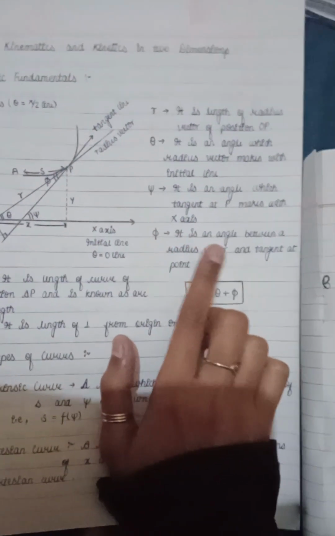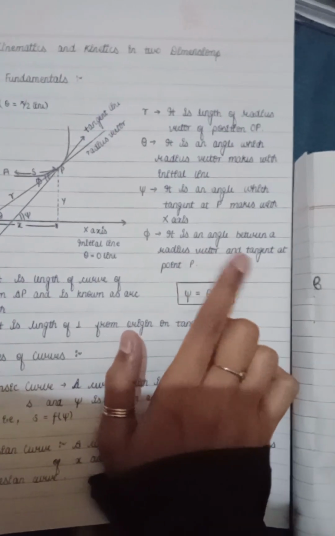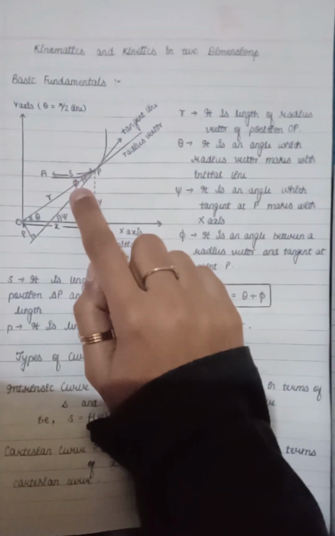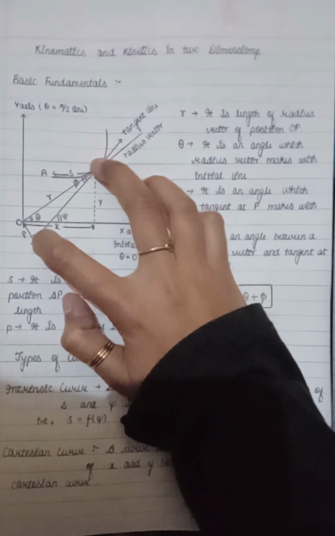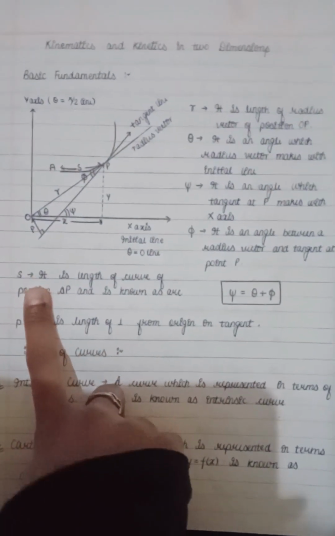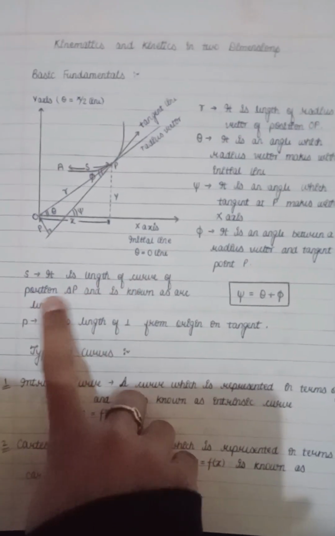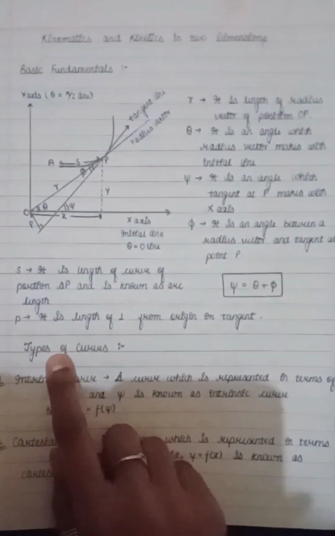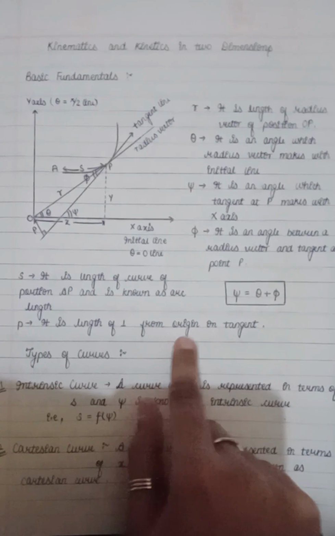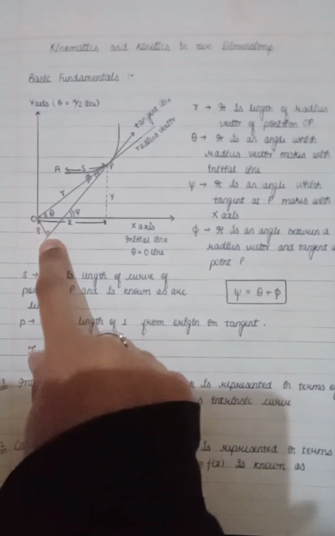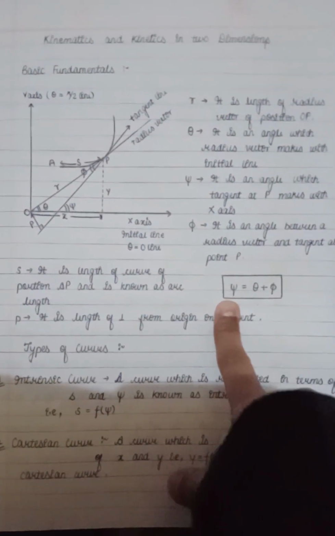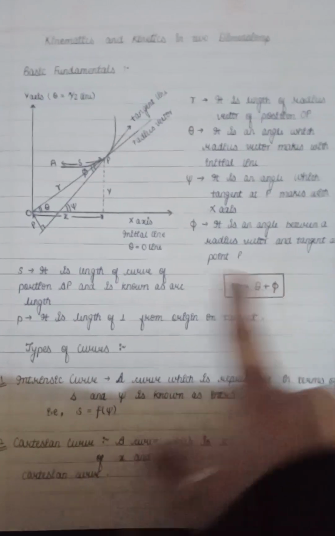Phi is the angle between the radius vector and the tangent at point P. This is the phi which the radius vector and the tangent make. S is the length of the arc of the portion AP and is known as the arc length. This length. p is the length of the perpendicular from the origin on the tangent. This one. So psi is equal to theta plus phi.